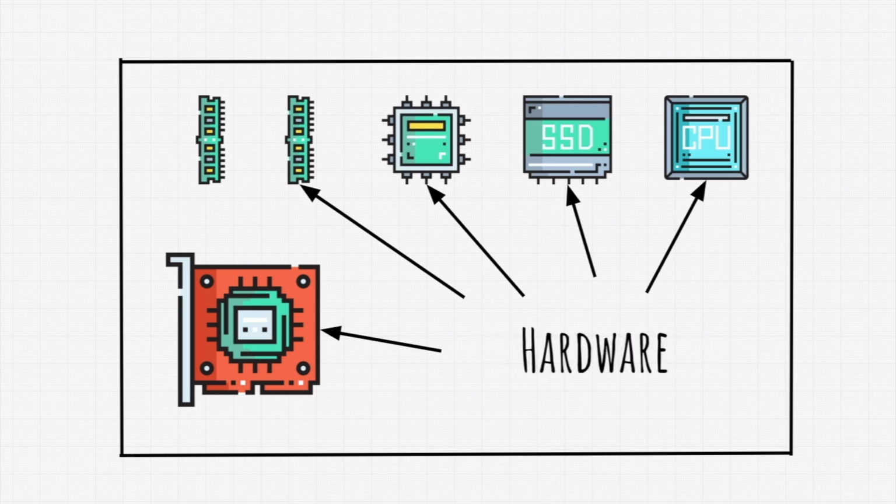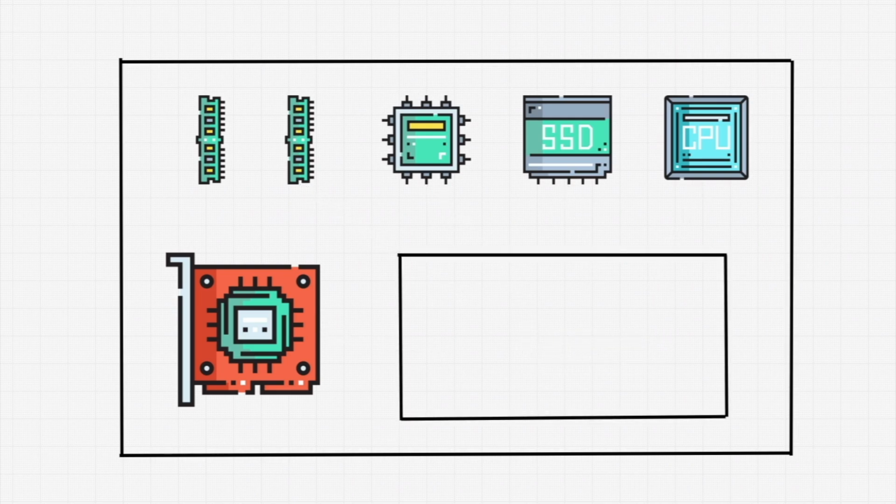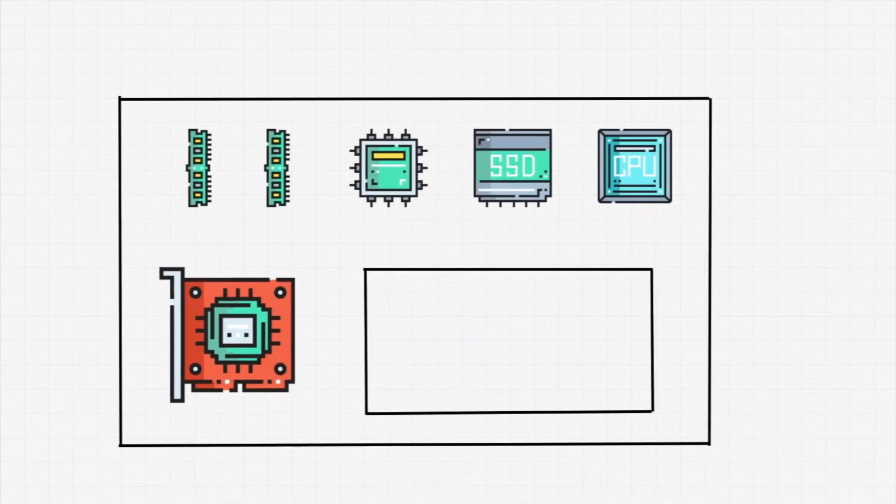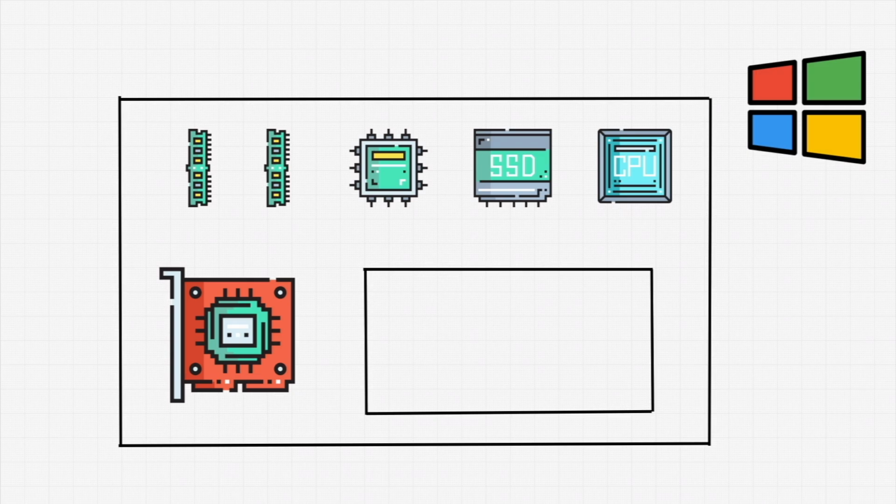But wait a second, Aleksa. Why are you telling us this? I thought this was a lecture on explaining how virtual machines work, and not on hardware components. Well, hang on for just a second. We're slowly getting there. Picture a virtual machine to be this smaller rectangle within our physical machine, which is this larger rectangle. And let's imagine that our physical machine is running the Windows operating system.